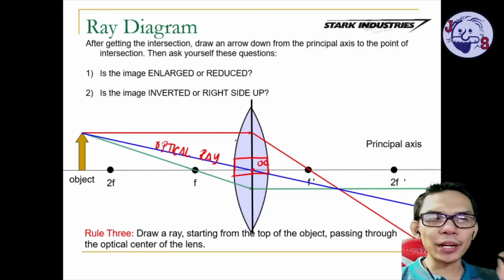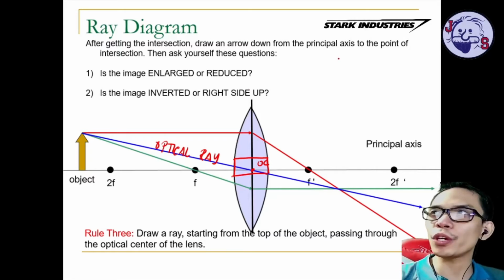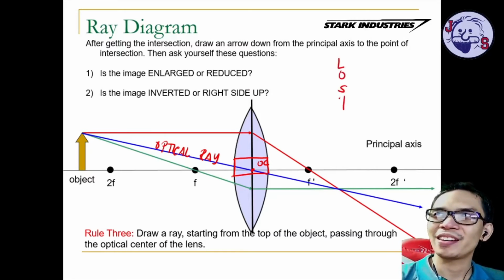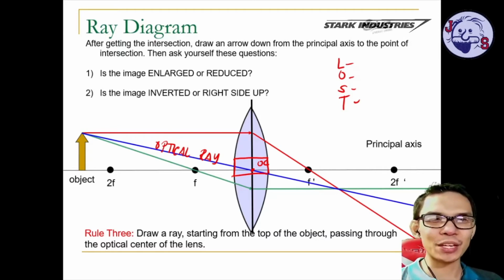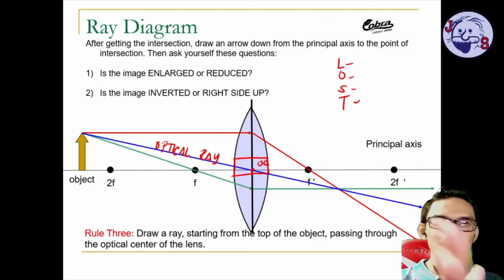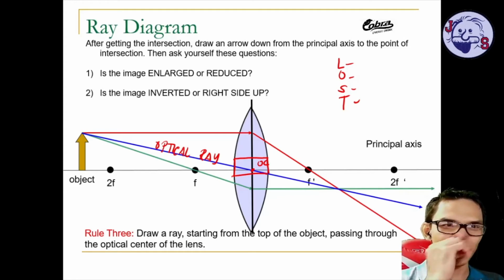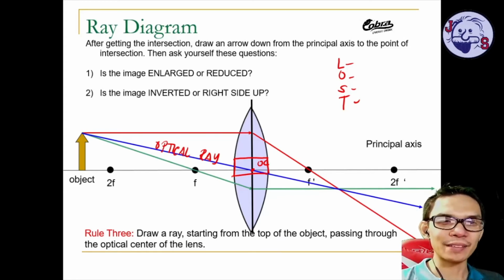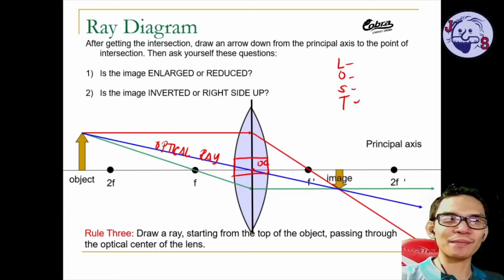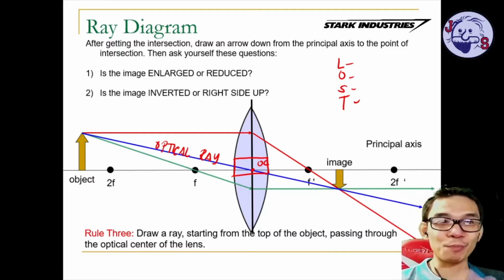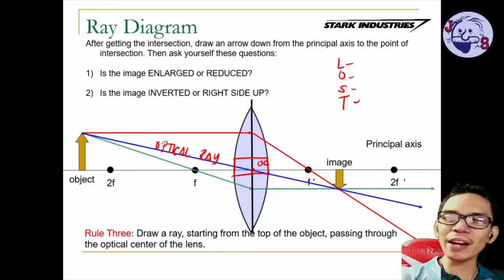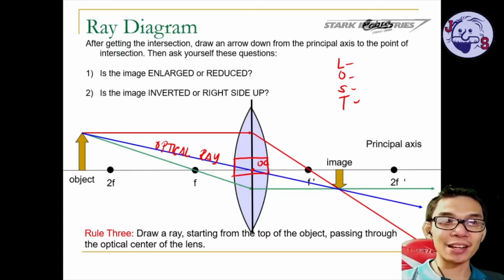Now, every ray diagram that we solve, we usually have the LOST. Now, what does the image look like? You can draw the image now. You can pause this and draw the image before I reveal the answer. Let me see if you are correct. Did you get the correct image? You can respond in the comment section. If you got the right image, then we can get the LOST.